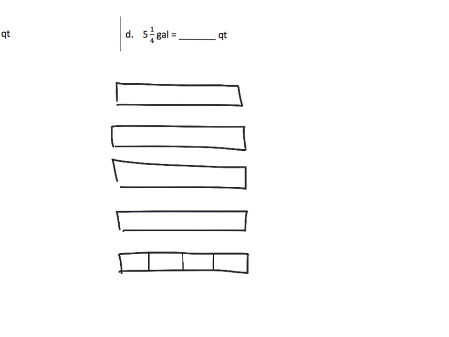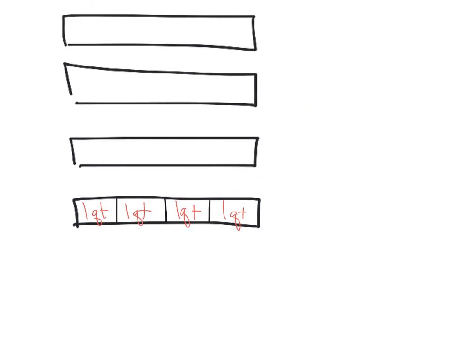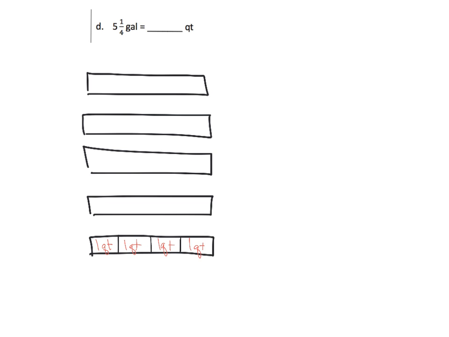And it says we're going to be converting it into quarts. So the idea is, if you take a gallon and cut it into 4 pieces, you just cut it into quarts. So this is 1 quart, 1 quart, 1 quart, and 1 quart, because there's 4 quarts in a gallon. So that means if I want to draw 5 1/4 gallons, I'm going to draw 1 more little quarter, which is a quart.